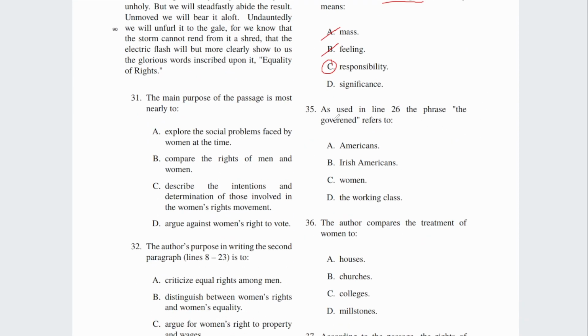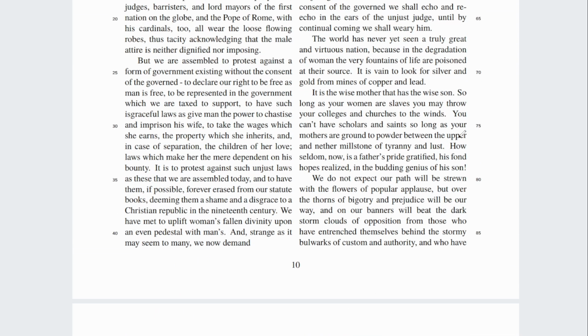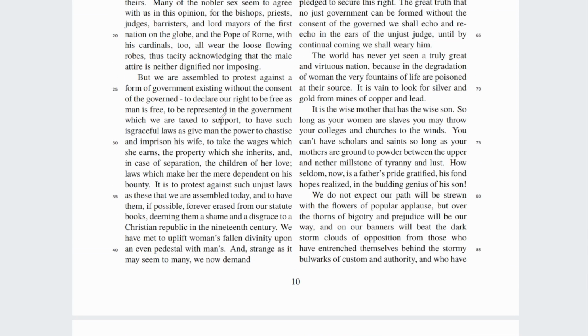Again, we have a referential question. Line 26, the phrase "the governed." So line 26 is right here, and here is "the governed." We are assembled to protest against a form of government existing without the consent of the governed. Right. To declare our right to be free as man is free, to be represented in a government which we are taxed to support.